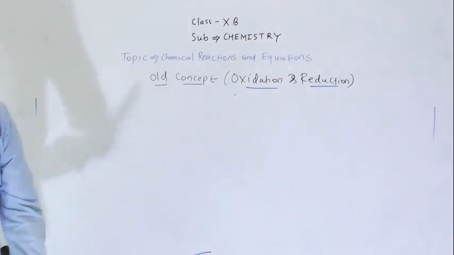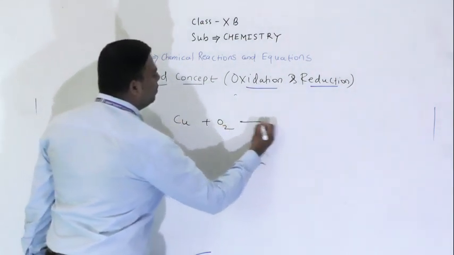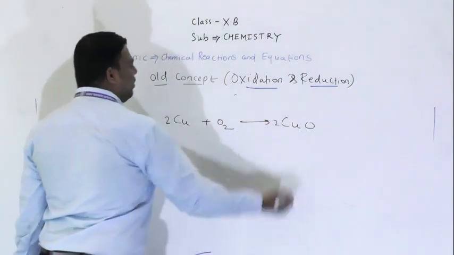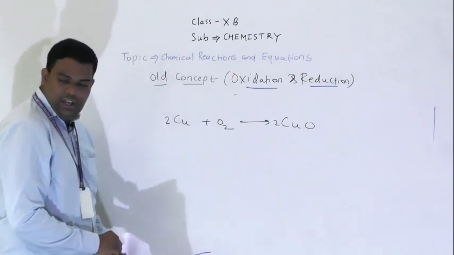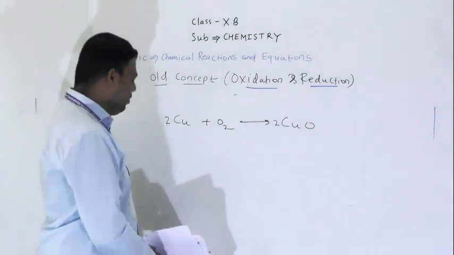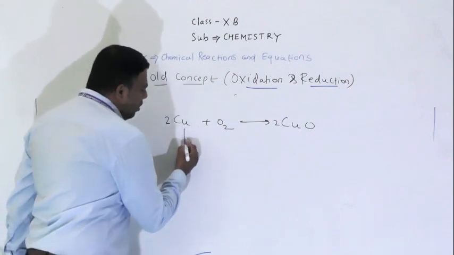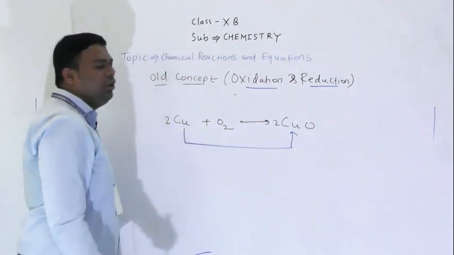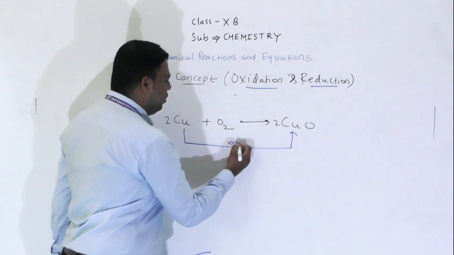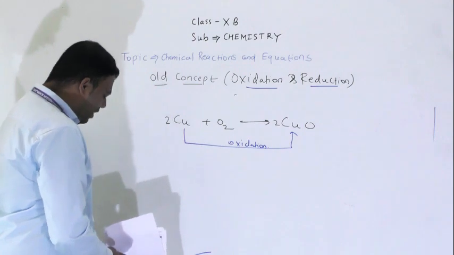Our first example: Cu plus O2 gives CuO. For balancing the reaction, take CuO as 2. See how reduction and oxidation take place here. From copper to CuO, what will happen? Oxidation, because here there is addition of oxygen. Here, oxidation.